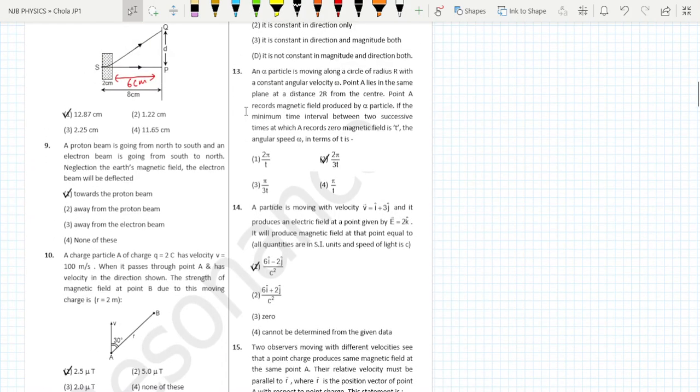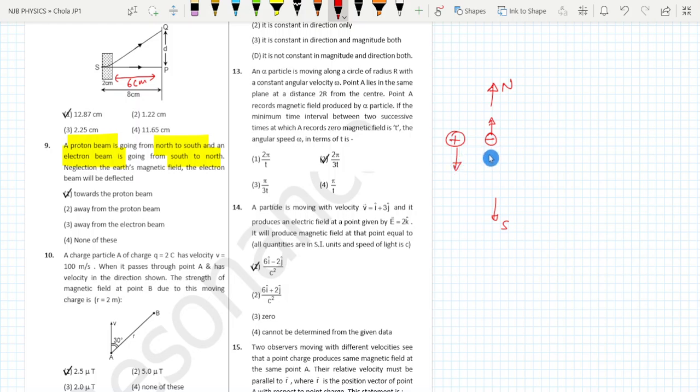Okay, so let's see what is question number 9. In question number 9, there is a proton beam which is going from north to south and an electron beam going from south to north. Let us visualize it. There is a proton beam, let's say this positive sign. It is going from north to south. So let's say this direction is north and this direction is south. This proton beam is going from north to south and there is an electron beam which is going from south to north, moving in this direction. Neglect the Earth's magnetic field, the electron beam will be deflected in which direction? That is the question.